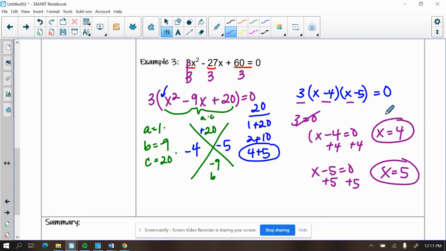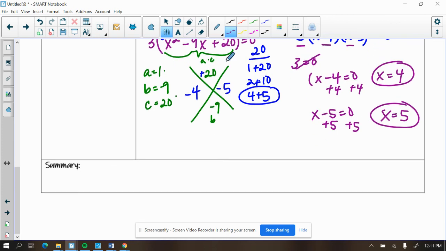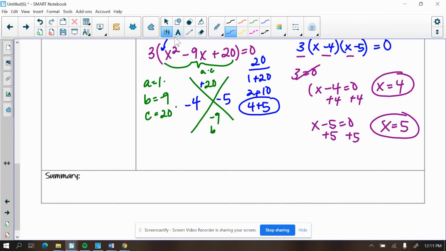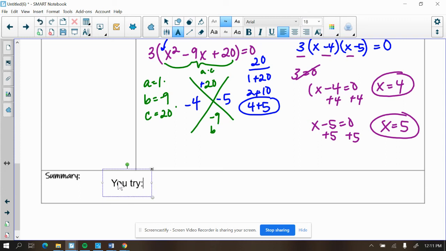Okay, the last one that I would like you to try on your own. We're going to do a U try, and it's going to be x squared plus 7x equals 0.